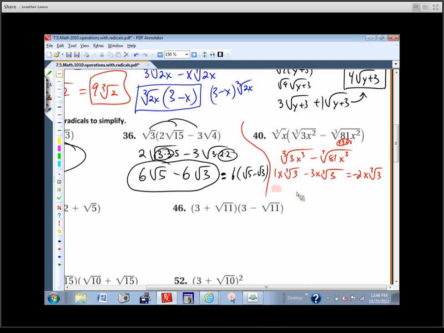Now, if you write it like this, if you take out the cube root of 3, I'm left with an x minus a 3x, and that gives me my negative 2x. I don't care how you do it, just make sure you get it right. Any questions there?